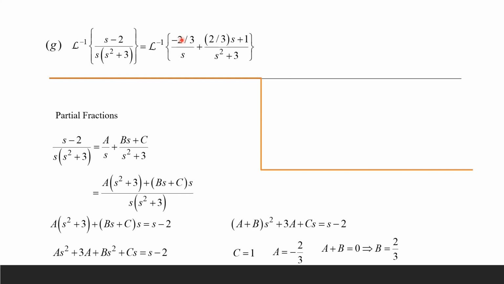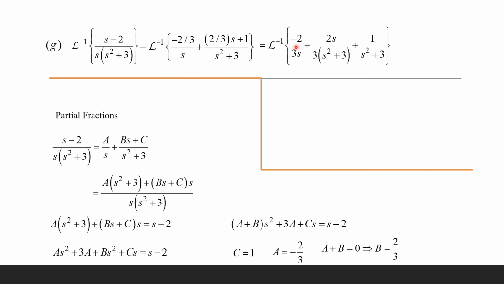Inverse of A over s, now A is negative 2/3, plus (Bs + C), now B is known to be 2/3, so Bs + C is (2/3)s + 1, divided by (s² + 3). So this is the inverse problem that we need to compute. Now we are going to apply the linearity of the inverse Laplace transform. We split this into three parts: 1, 2, 3. For this term, we take the first term divided by the denominator plus the second term divided by the same denominator. So this is what we are getting, inverse of negative 2 over 3s. So negative 2 over 3, the 3 can be placed at the denominator.